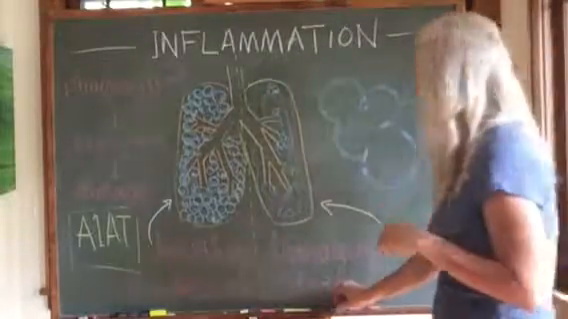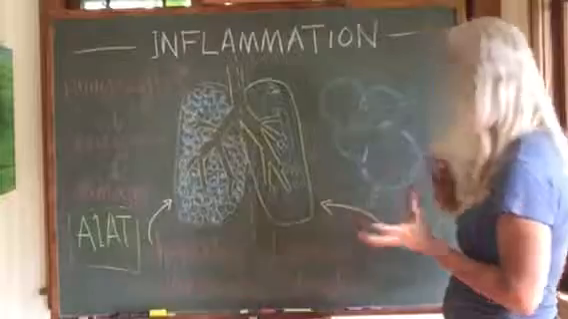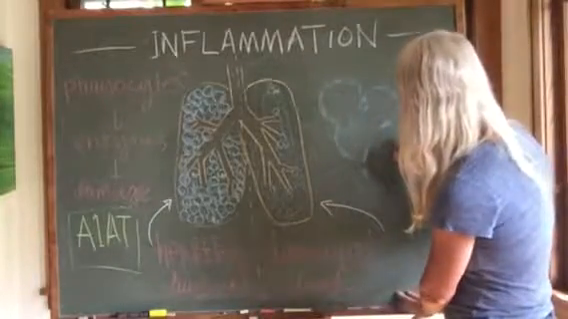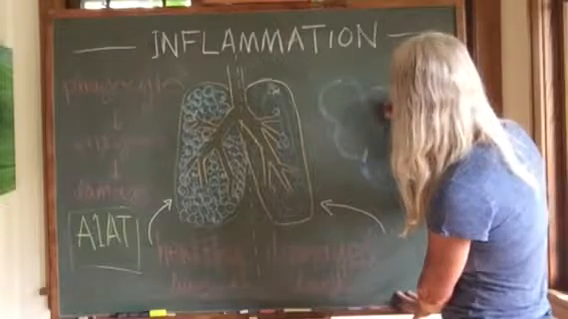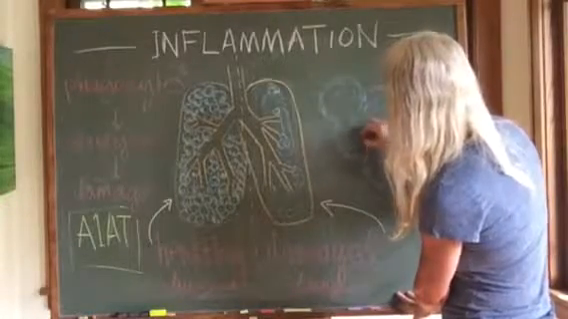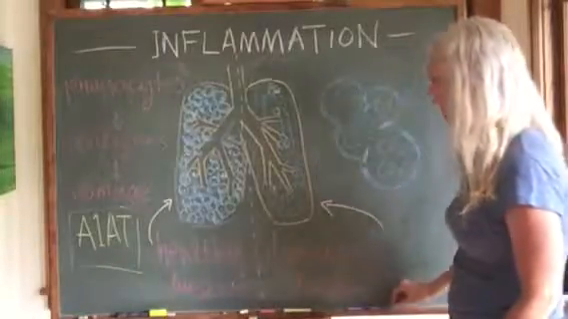And another problem with that is, because it doesn't have that elastic recoil, carbon dioxide starts to accumulate in these alveolar spaces. And that's a problem, because that leads to acidosis in the body, and I'll go over that a little bit more in a minute.